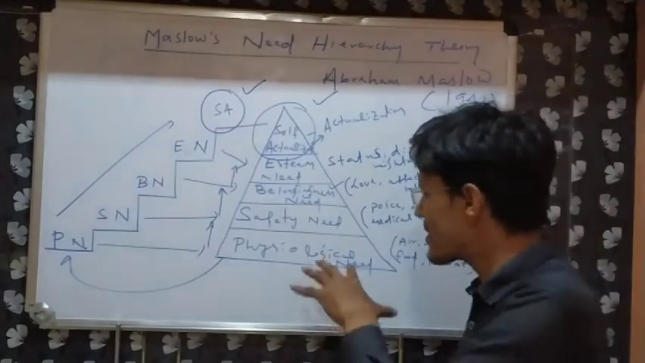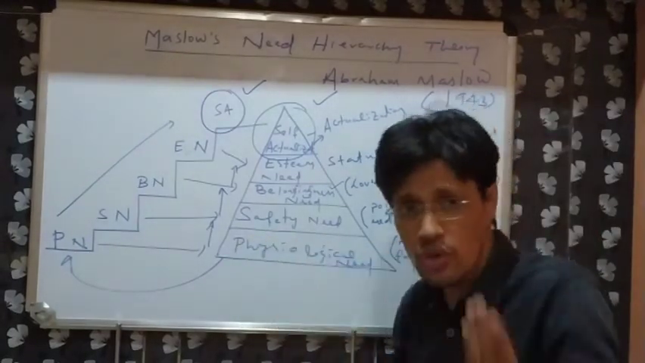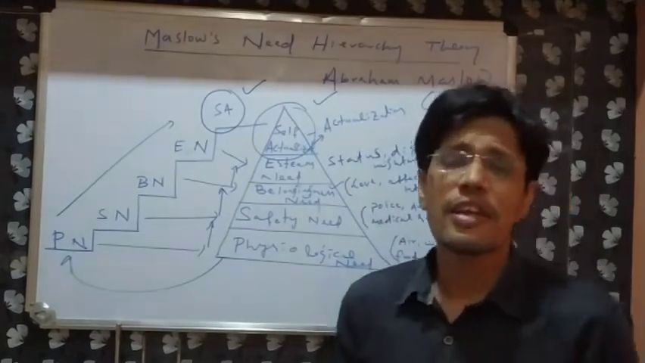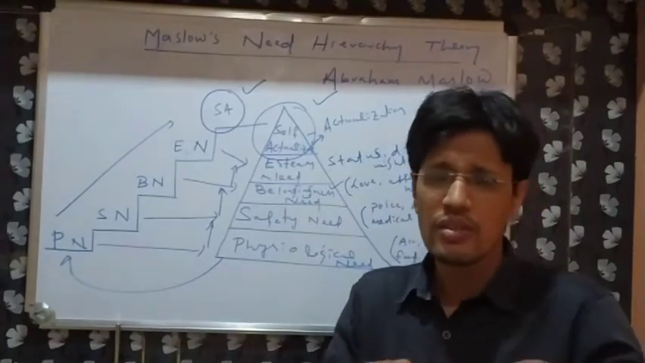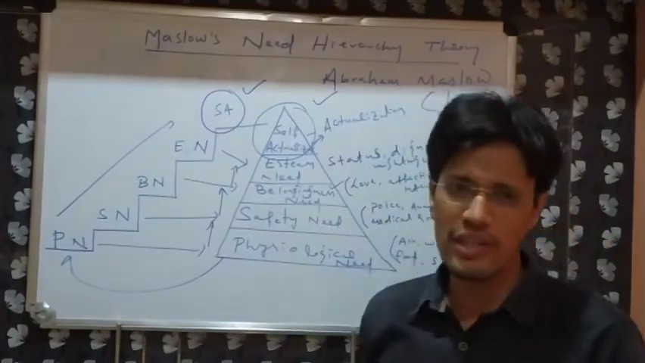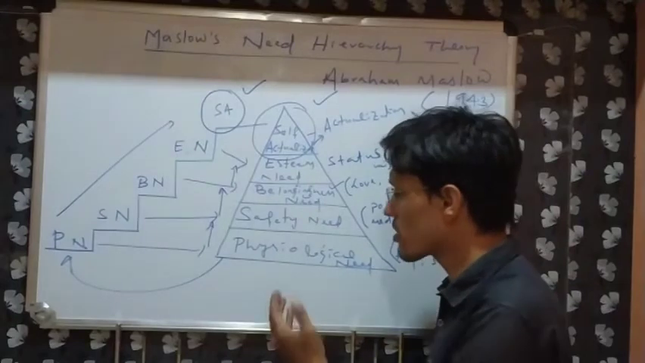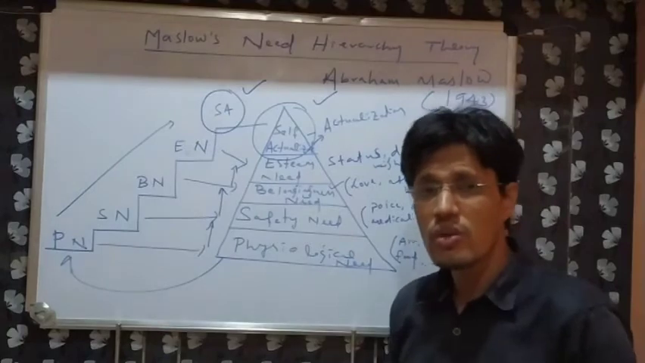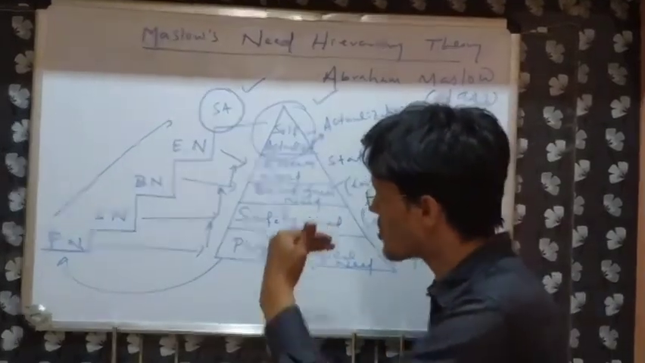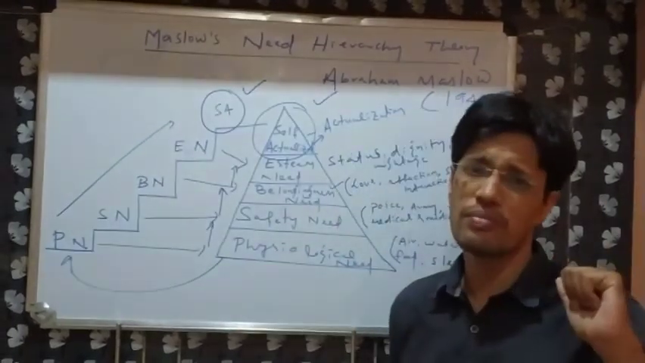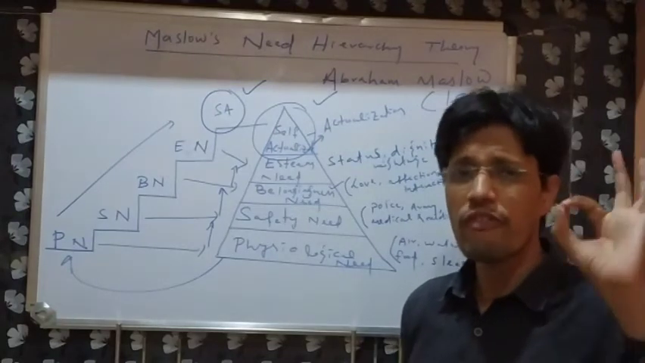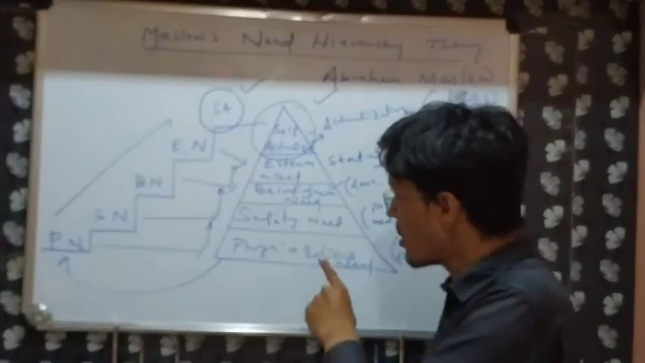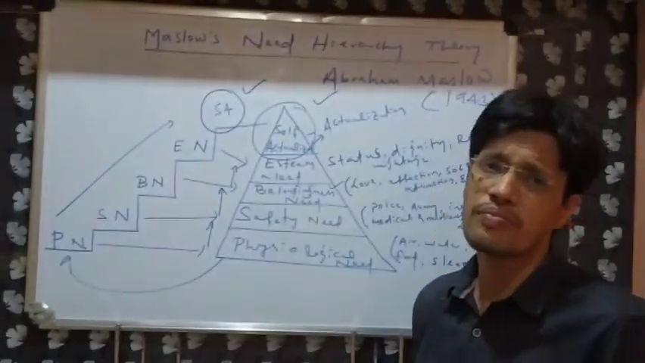Once one need has been satisfied, as we know, human beings are greedy animals. Human wants are unlimited. Once one need is satisfied, he looks forward to the next. So this goes on throughout the career of an individual. Every individual behaves in the organization as per the need that he likes to achieve.